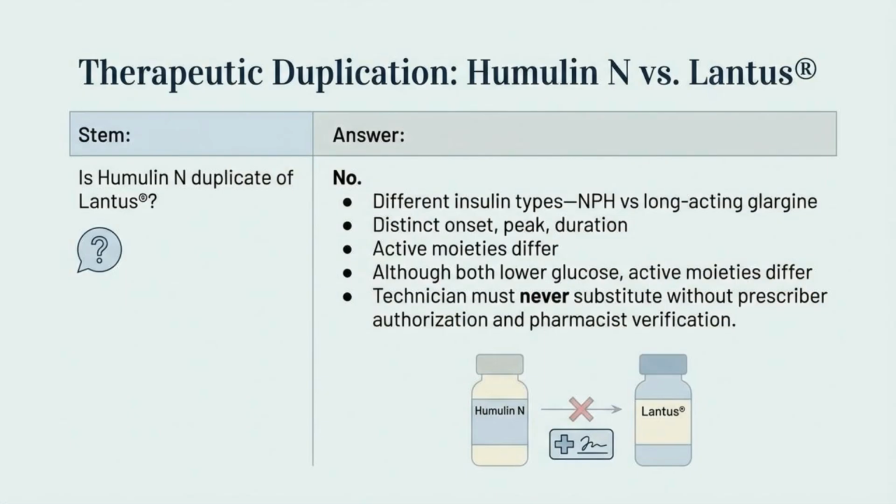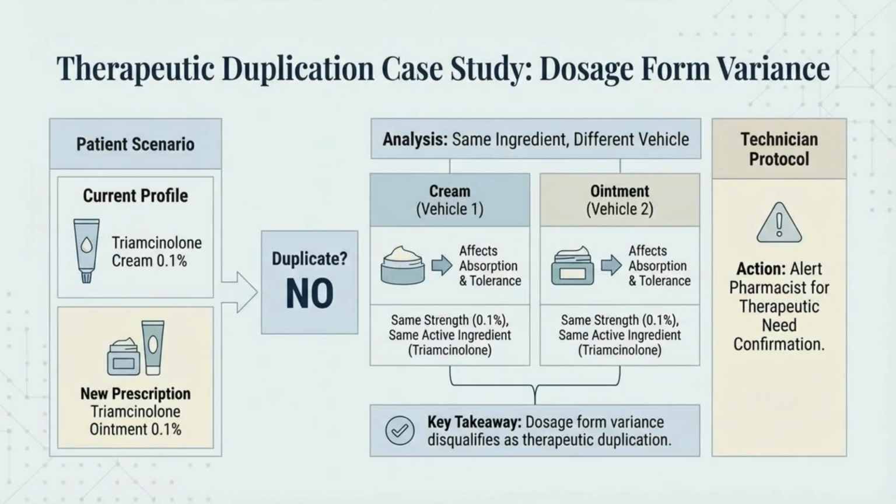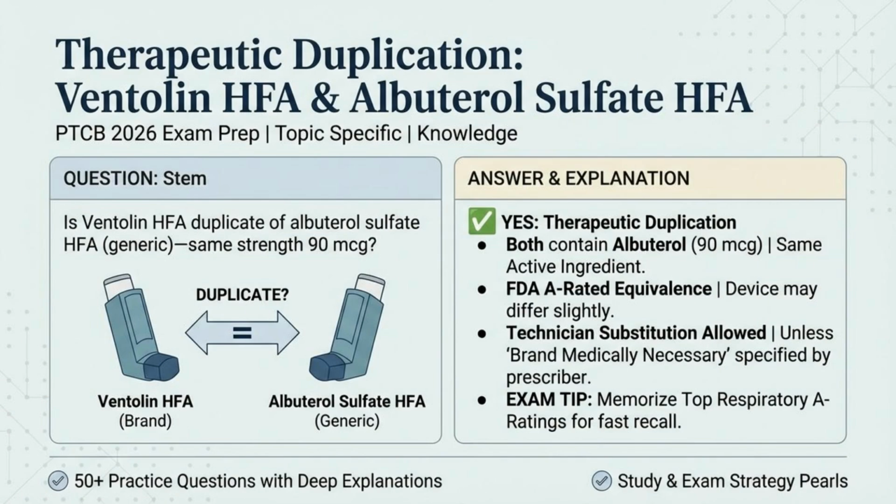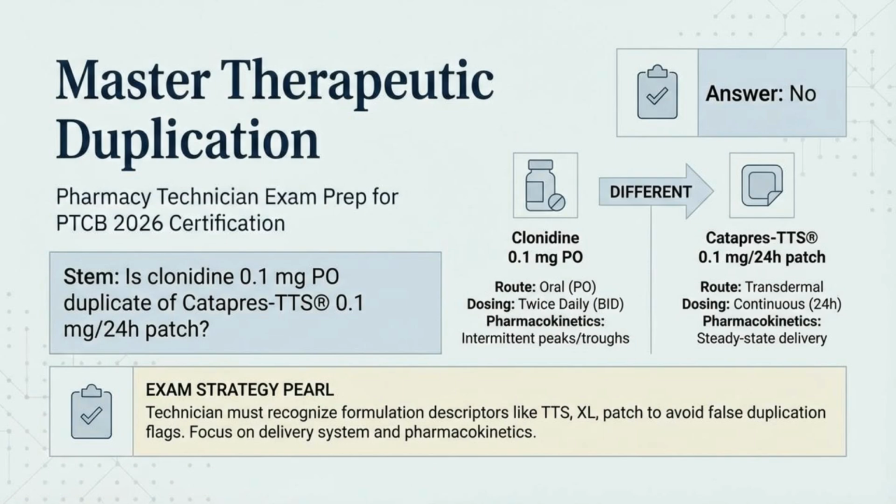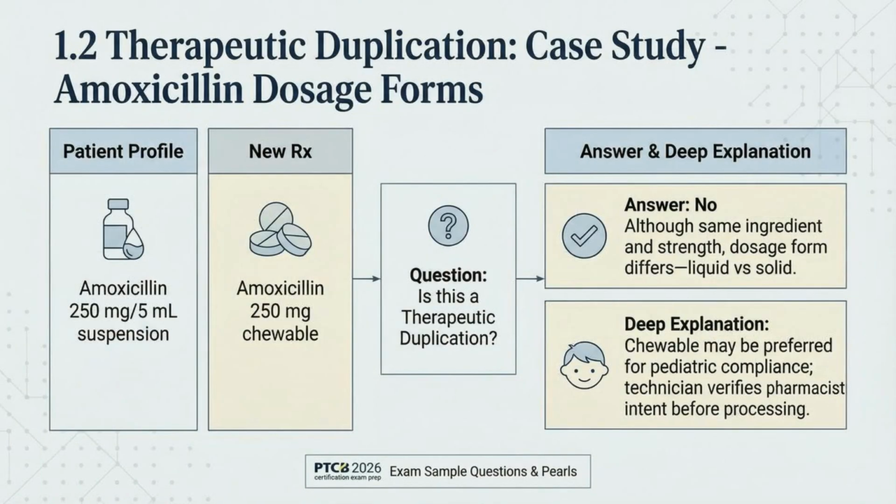Be prepared to handle combination products and understand why they are not simple duplicates. Practice the workflow for handling common reject codes 78 and 22 effectively. Review the high-frequency brand-to-generic equivalences for quicker recall during the exam. Understanding routes of administration is essential, as different routes can change the therapeutic indication. Continue practicing with scenario questions to solidify your understanding of therapeutic duplication.